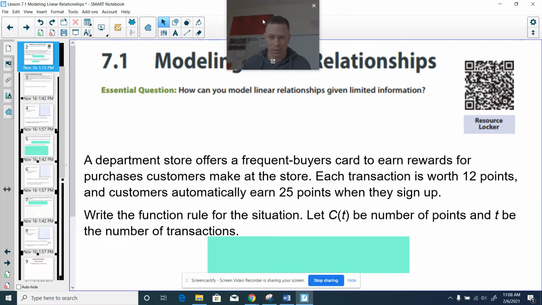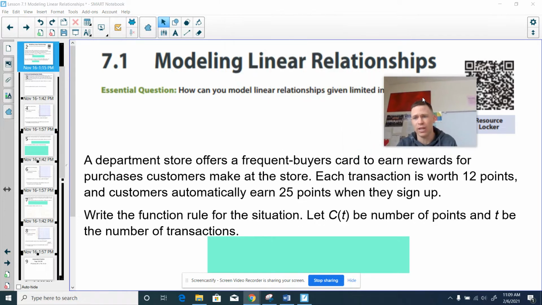So there's going to be really only three problems we go over today. We're going to read a scenario. We're going to write an equation for the scenario. We're going to graph the scenario, and then we're going to answer questions about that related to the graph. And we're going to do that 3 times over. So without any further ado, let's just dive right in.